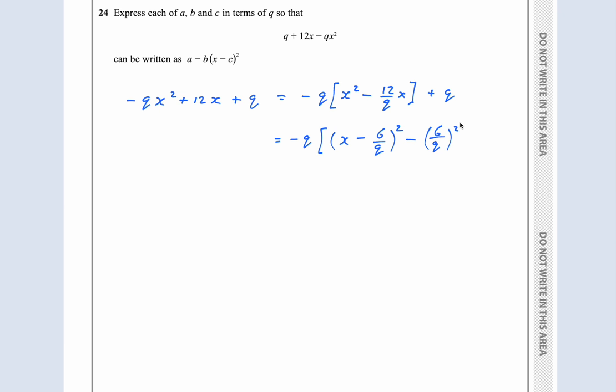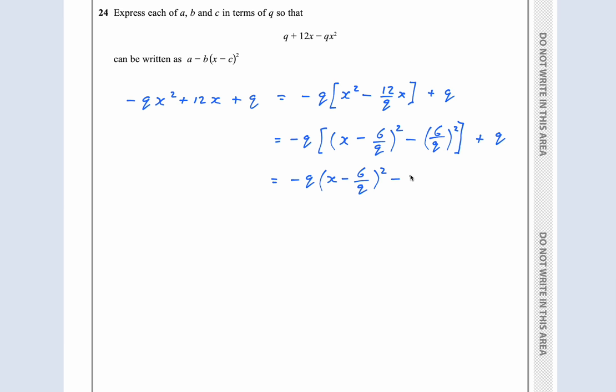That is because when you multiply this out, you'll get a plus 6 over q squared term at the end that you don't want because it's not here. Anyway, and then outside the bracket, I have this plus q. Okay, nearly finished. I can then expand. So I'm going to multiply by this minus q. So I have minus q times x minus 6 over q squared.